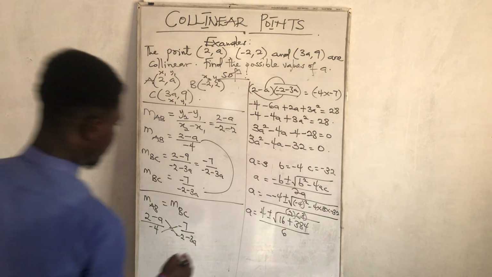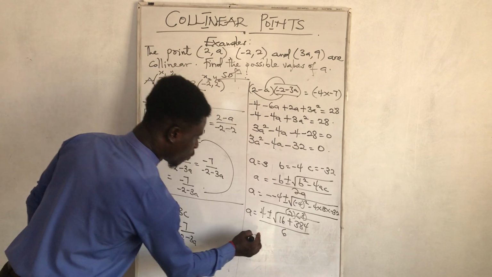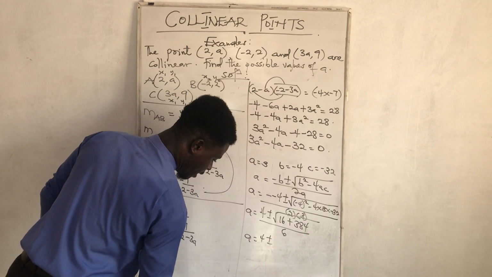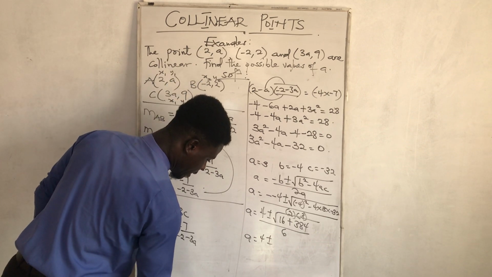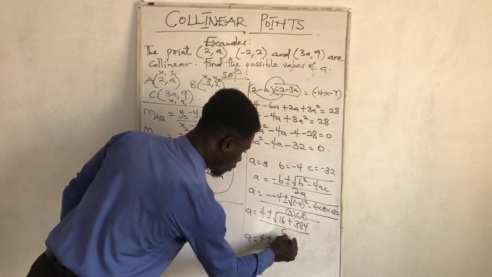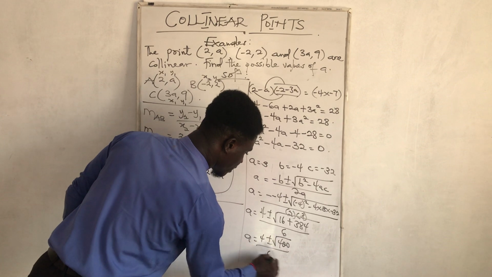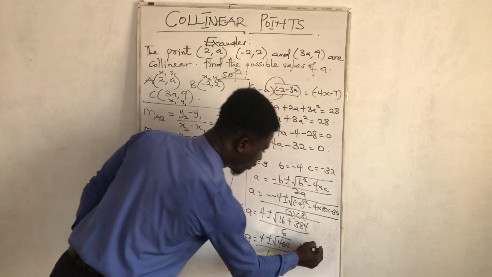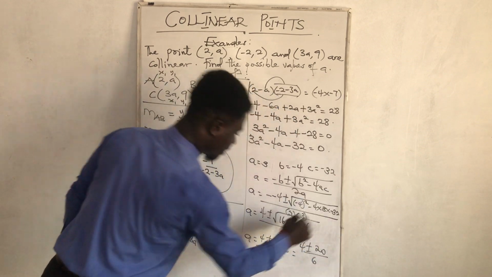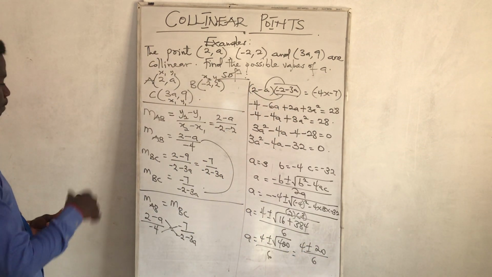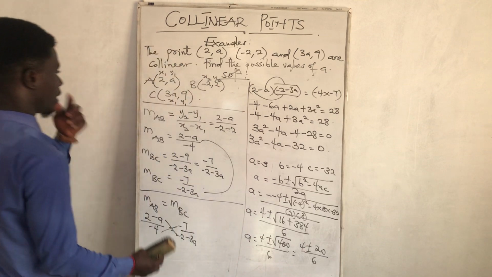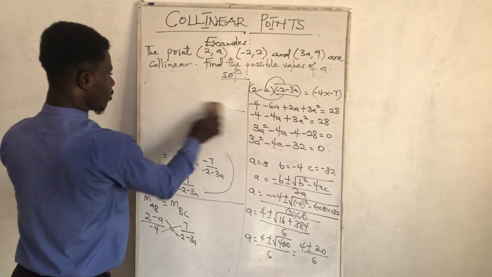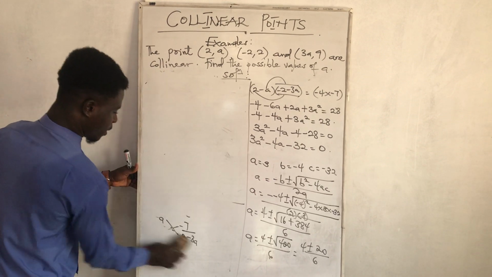So now we proceed, then we can say that a must be equal to 4 plus or minus the square root of 384 plus 16, which is 400, all over 6. And you know that the square root of 400 gives 20, so 4 plus or minus 20, all over 6, right? Aha. So now we can clean this place so that we get more space and we solve the question very well.